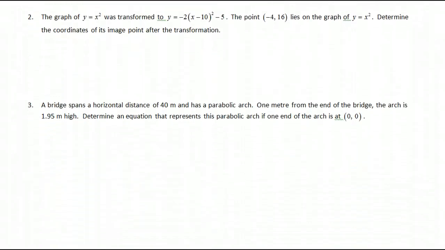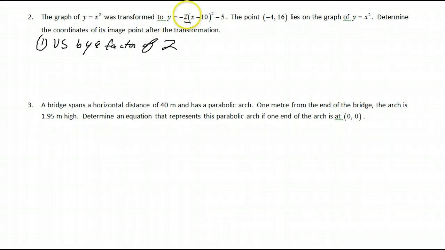Number 2. The graph of y equals x squared was transformed to y equals negative 2, x minus 10, quantity squared, minus 5. Where are we? Here we are. The point negative 4, 16 lies on the graph of y equals x squared. Determine the image point, the coordinates of its image point after the transformation. Okay, let's trace this one step at a time. First, write down what is going on here, right? Number 1, we have a vertical stretch by a factor of 2. We have the minus sign.